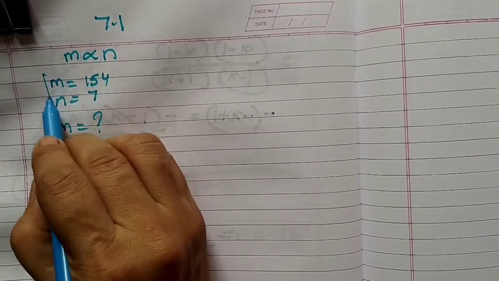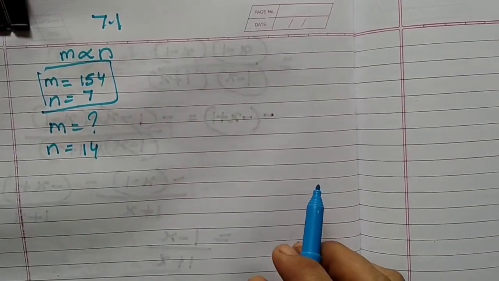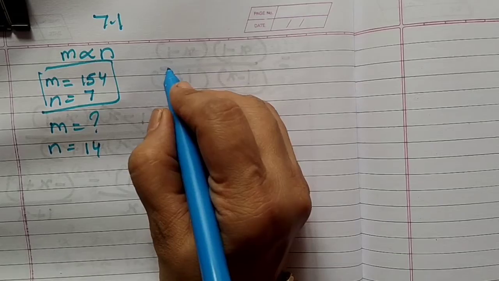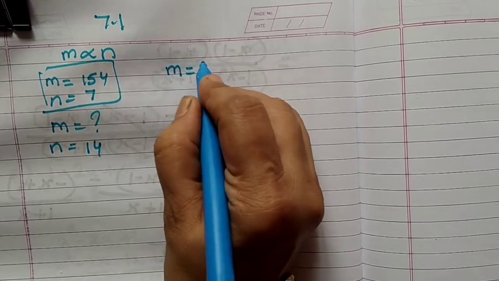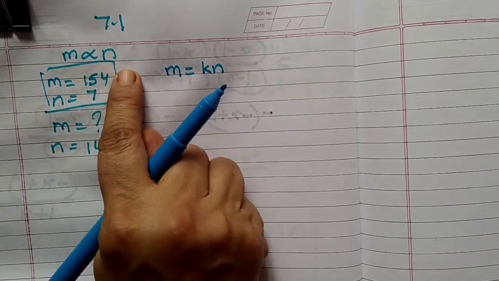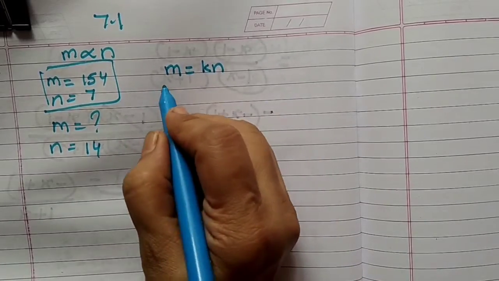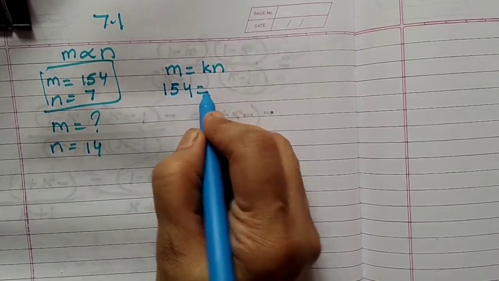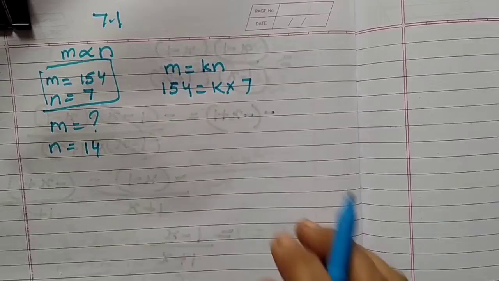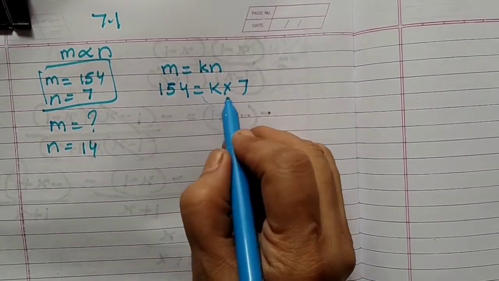Now first from these two we have to find the constant k. Now m varies directly as n, so m is equal to k into n, isn't it? We got this. So what is m over here? 154 is equal to k into 7.